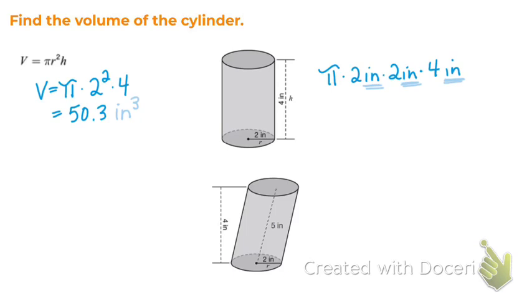You are always going to have whatever your label is to the 3rd power, or cubed, when you are calculating volume. So now let's look at our second cylinder. This one looks very similar. We can see our radius is obviously 2, but we're not sure what our height is. Is it the 4 or the 5?